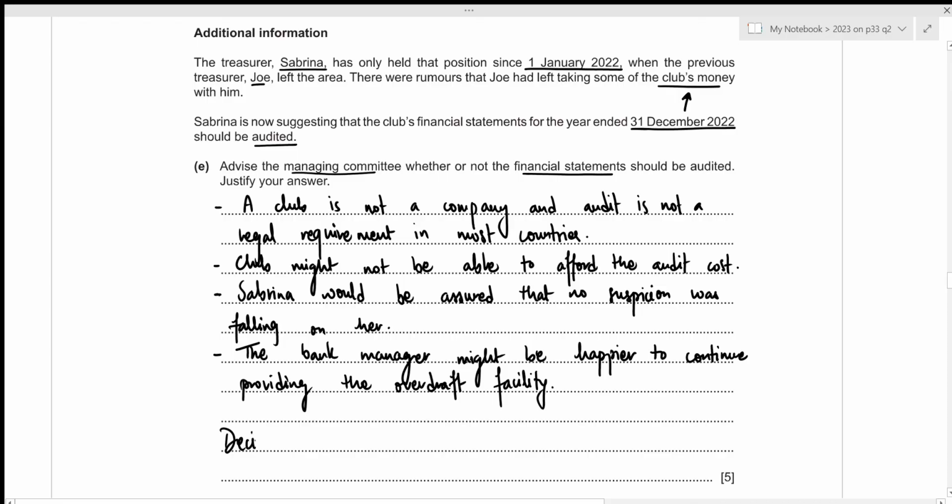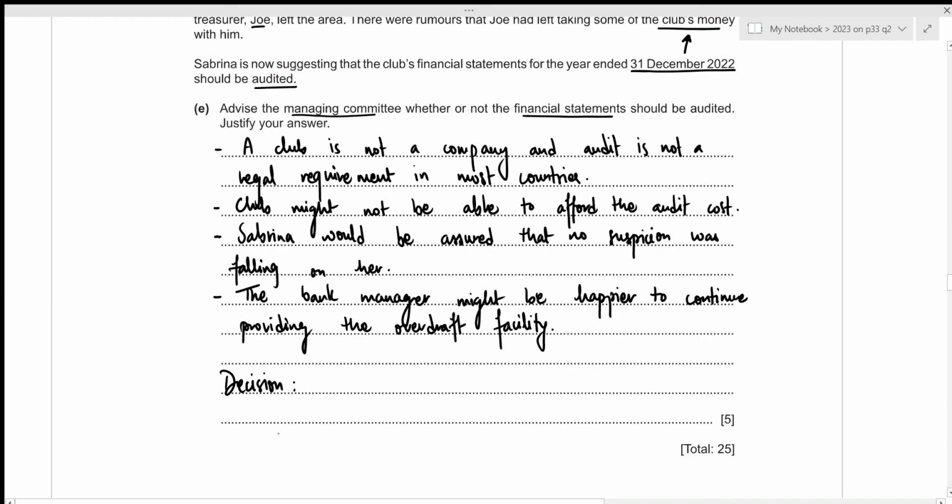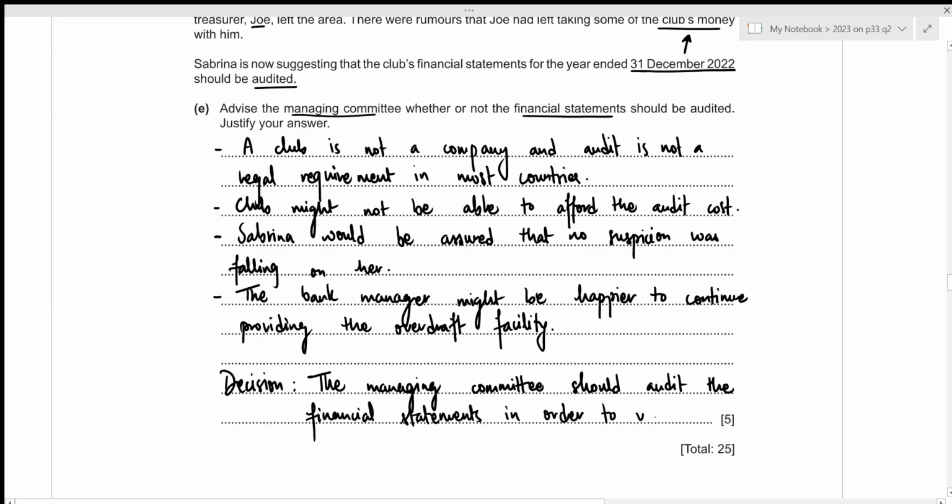Now, based on these factors, you need to make a final decision. So, personally, I would advise the managing committee that the financial statements should be audited so that the opening balances can be verified. So, the managing committee should audit the financial statements in order to verify the opening balances.